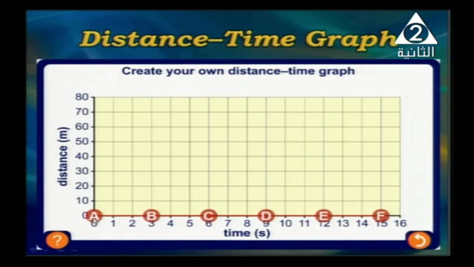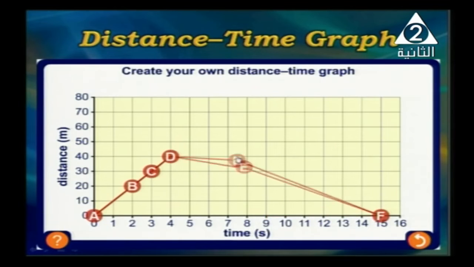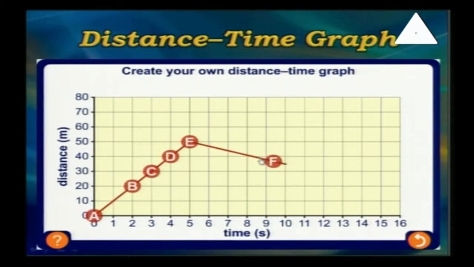Distance time here. If I have this A, it's 0 and 0. Try to make your own one like this. First one, 20 and 2. And we have C, it's 30 and 3. And we have 4 and 40. And we have 5 here and 50. And the last one is F, 60 and 6.